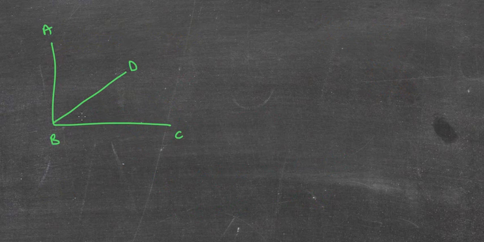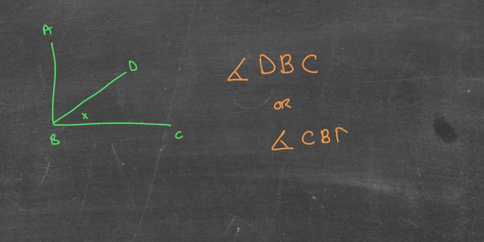If I look at another question, I'm going to give you a couple. I'm going to say angle A, B, C, and D. I'm going to ask you to name the angle marked with the X. So hopefully you've said angle DBC, or you may have said angle CBD. Either of those two angles would give you the correct confirmation.